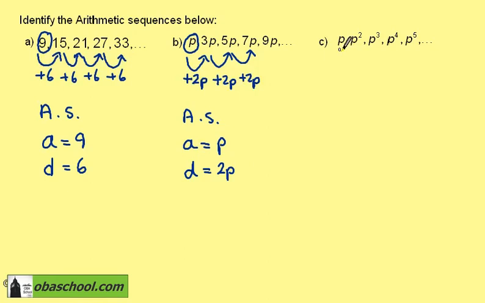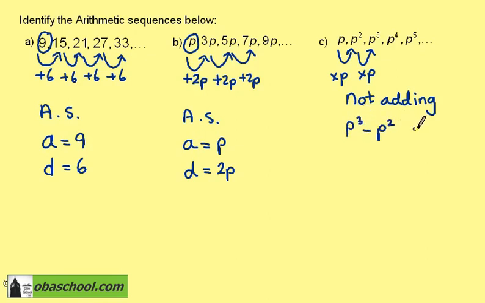For this sequence, however, to go between terms, we're actually multiplying by p each time. An arithmetic sequence is produced by adding, so this is not adding, and therefore not an arithmetic sequence.